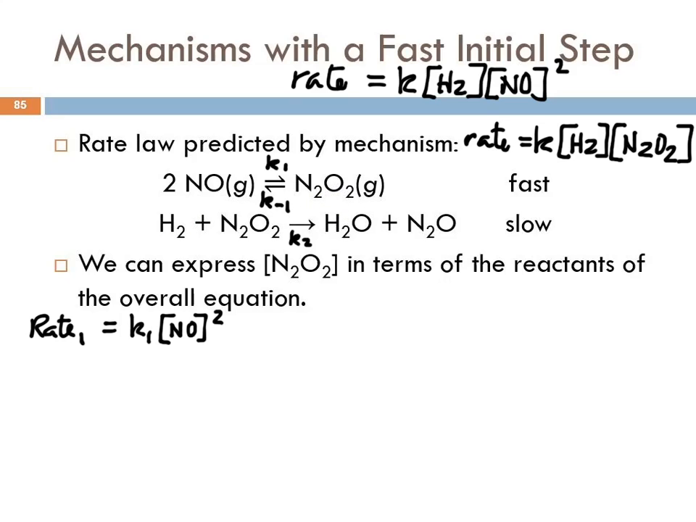What's the rate law for the reverse reaction? We'll call that rate minus 1. It's going to be the reverse rate constant times what? Times N2O2.